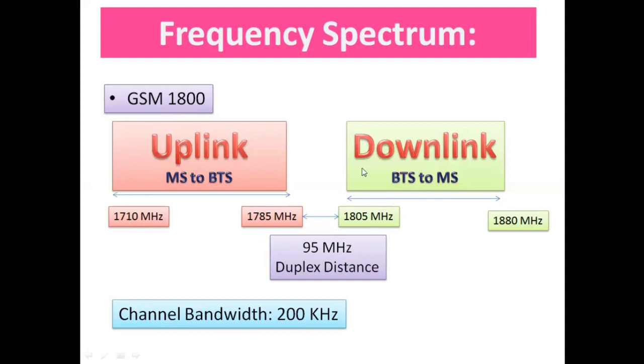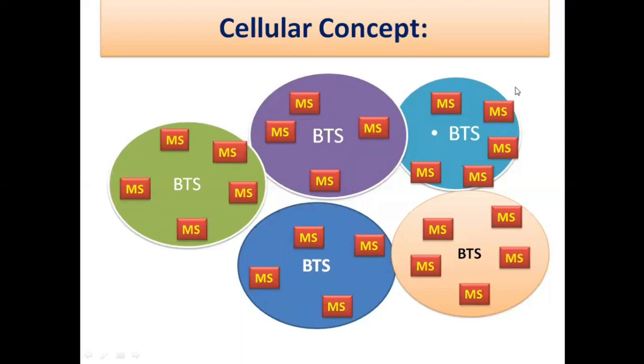So here in this, the transmit and receive frequencies are separated by 95 megahertz, and that is the duplex distance that is used in 800 megahertz. And the channel bandwidth is similar to the previous frequency band, that is 900 megahertz. Here also each radio channel is separated by 200 kilohertz. So that means by this process, we are able to have both FDMA and TDMA systems working in the GSM mobile communication system. Another important concept to be understood here is the cellular concept.